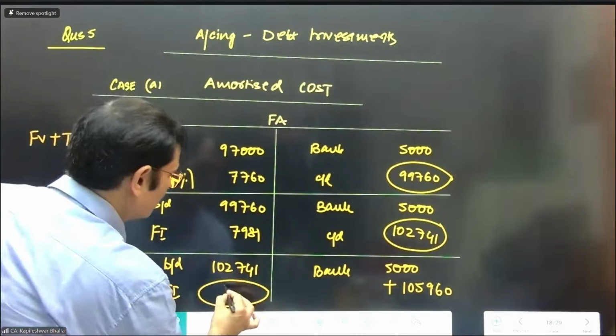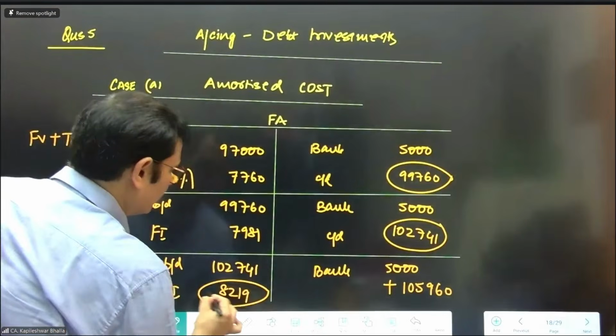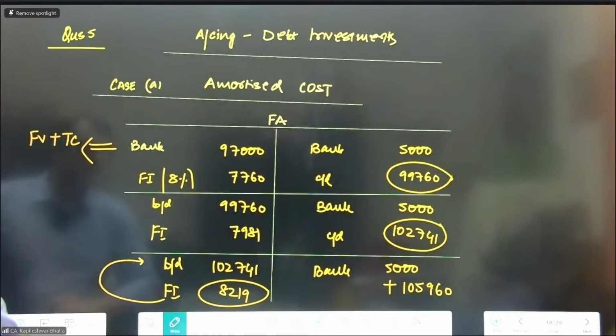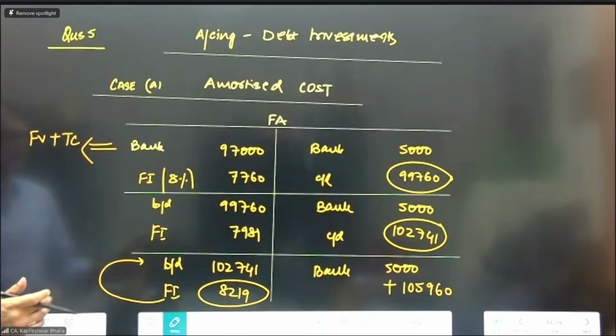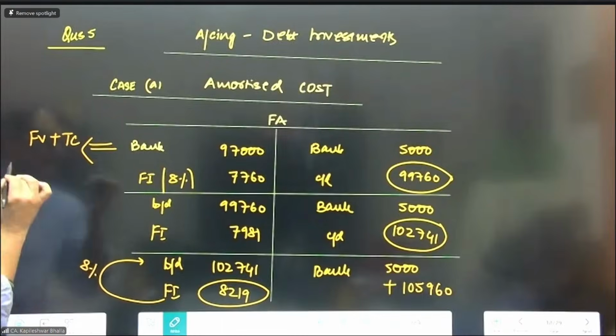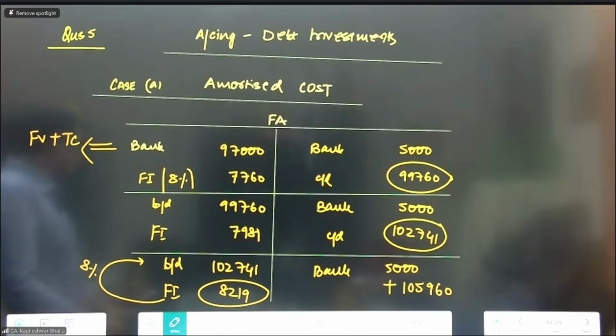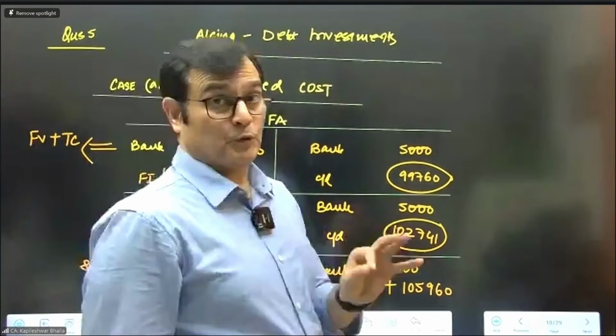I think it comes to 8219. You can even make a cross check whether it is coming approximately 8% on this or not. I think yes, maybe a slight little difference. If you take 8%, it's exactly 8219. So this is exactly matching 8%, just as a cross check. So this is the input in terms of the amortized cost approach.